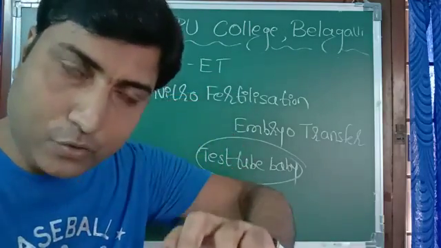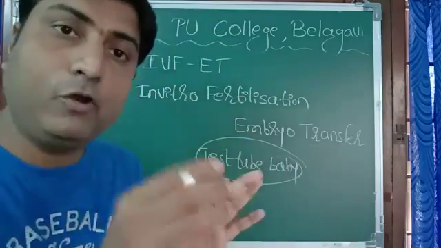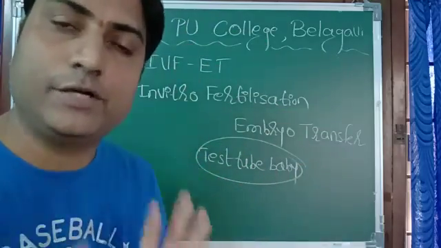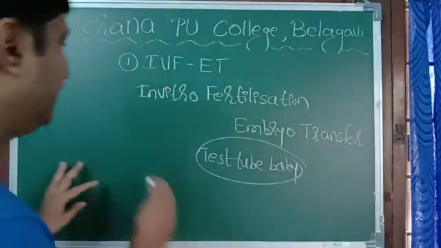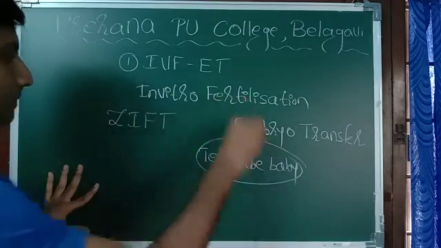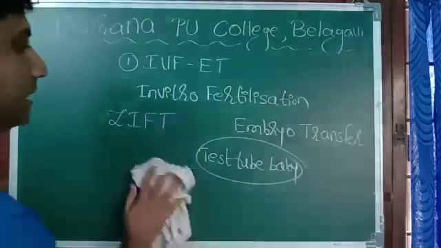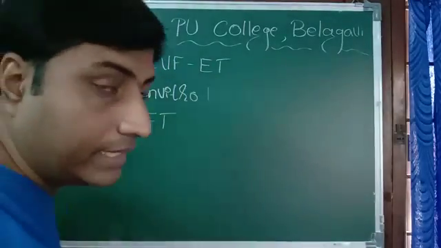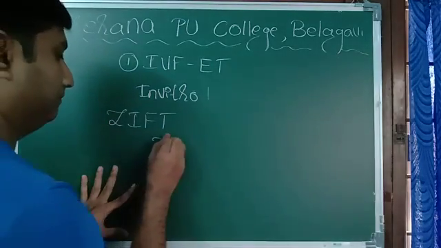Now that zygote is introduced into the female body, in the fallopian tube. If the zygote is introduced there, we call it ZIFT. ZIFT stands for zygote intrafallopian transfer.